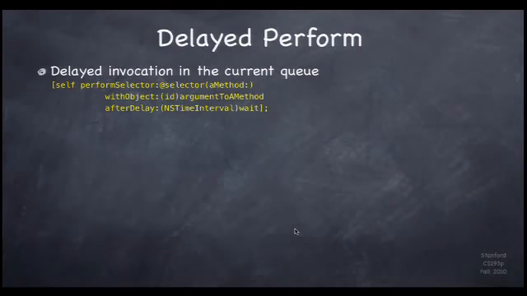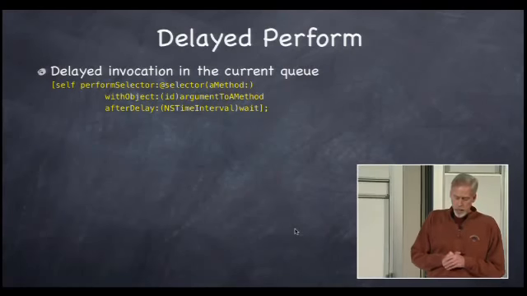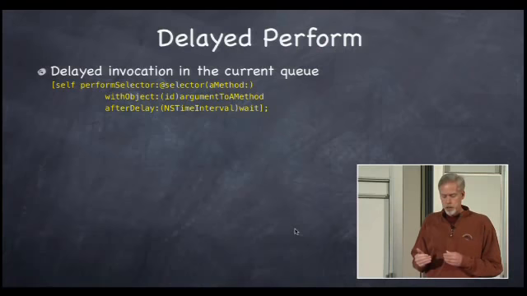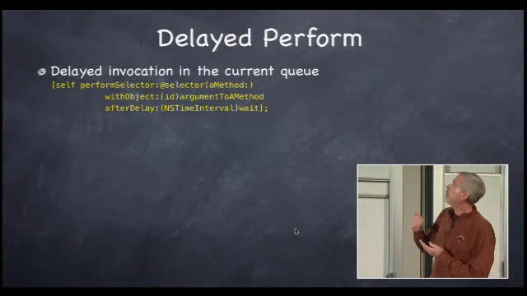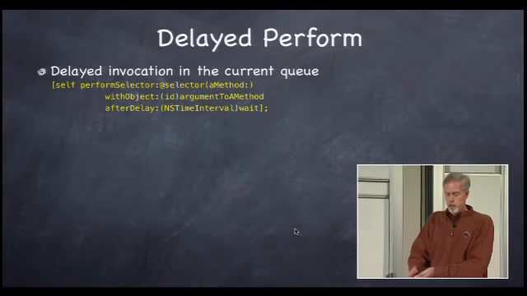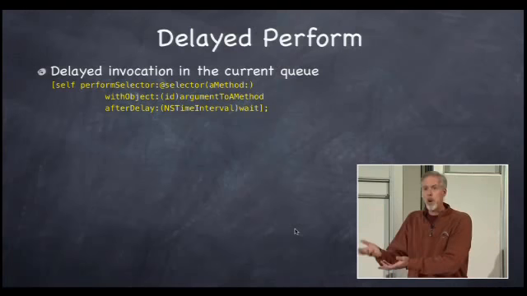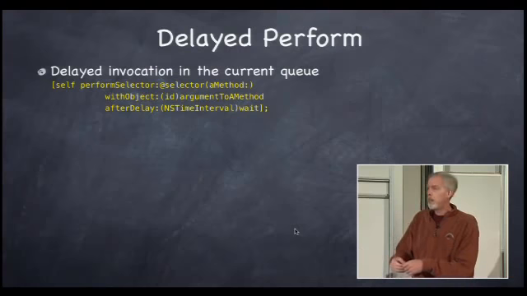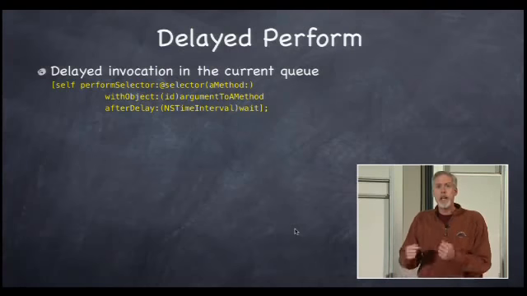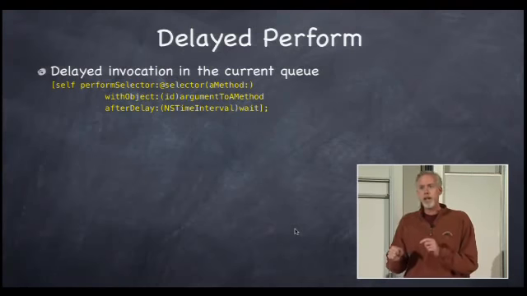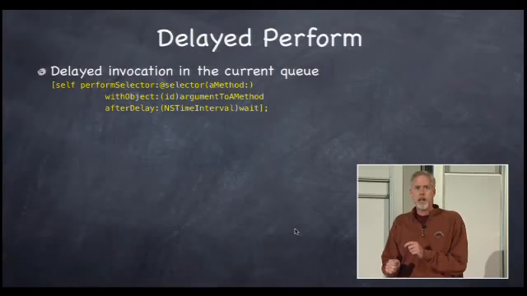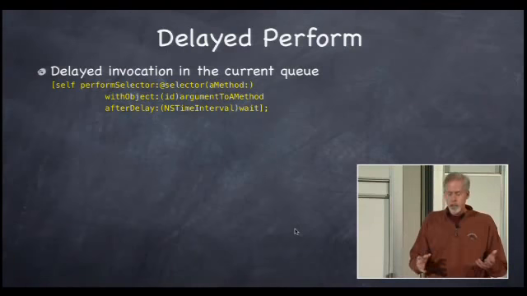Okay, and lastly here, I'm going to talk about something kind of akin to NSTimer called delayed perform. So the method is performSelector:withObject:afterDelay. This performs the given selector that you provide, with the withObject as its argument, after a certain delay in the current thread. Not in the main thread, in the current thread. Okay? Why is this interesting?